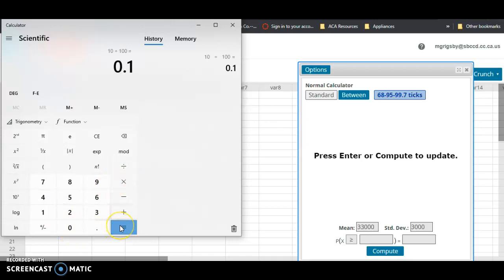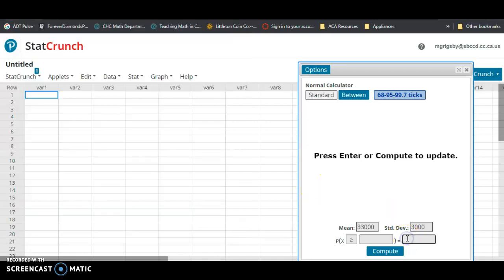So let's go and do that on the calculator. So it's 0.1 or 0.10. What we're doing is setting up the calculator to give us that unknown value for a normally distributed random variable, with a mean of 32,000 and a standard deviation of 3,000.